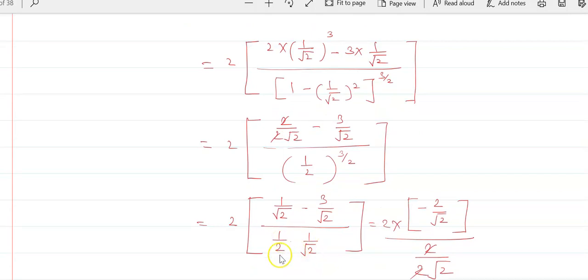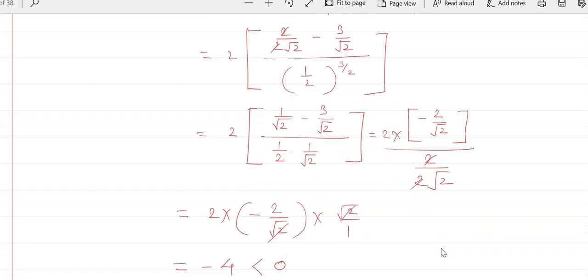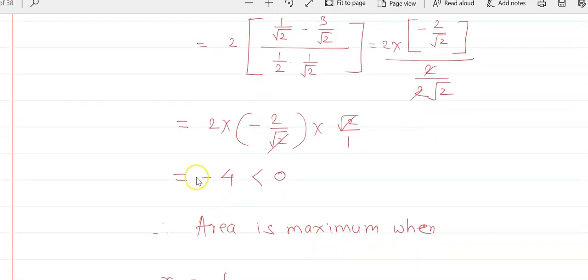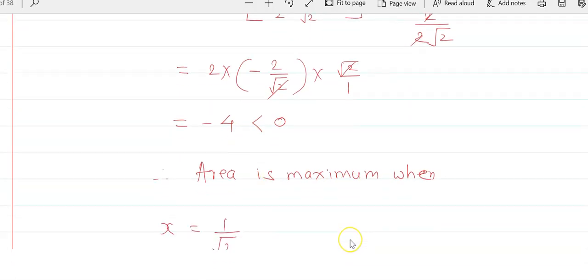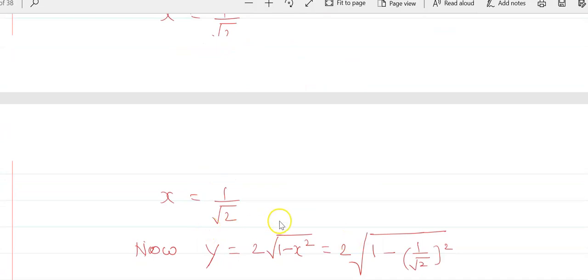And 1 upon 2 into 1 upon root 2. If we simplify this, that is, 2 into minus 2 upon root 2 over 1 upon 2 root 2. If we simplify this, then you will get minus 4, which is less than 0. Therefore, the area is a maximum when x is equal to 1 upon root 2.